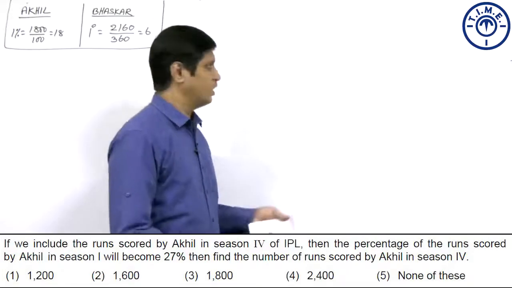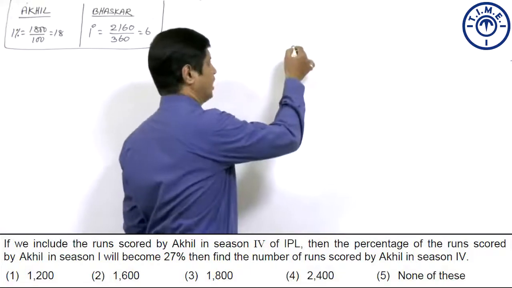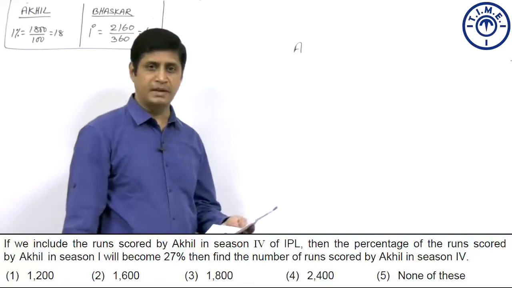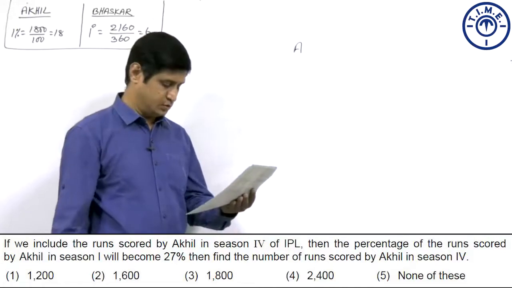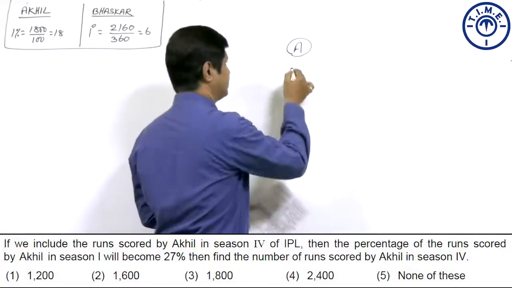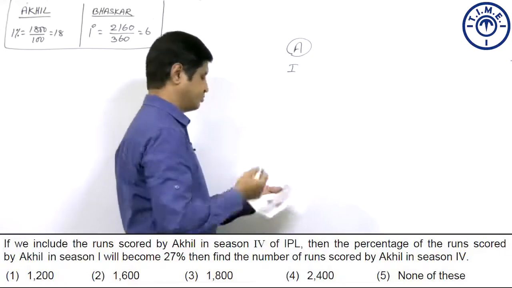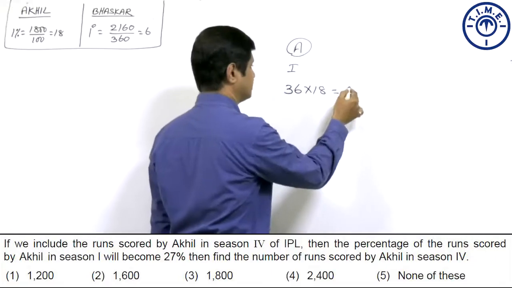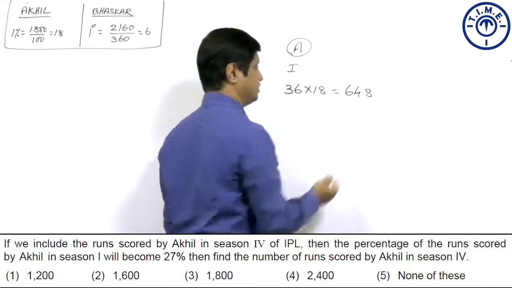Now I am assuming Akhil as A. What is the percentage of the score of Akhil in season 1? In season 1 he scored 36%. So 1% is equal to 18. The product of these two numbers is 648.